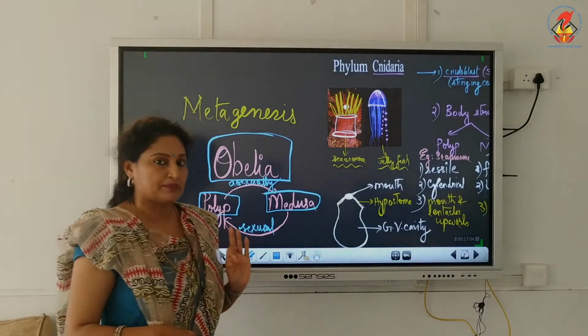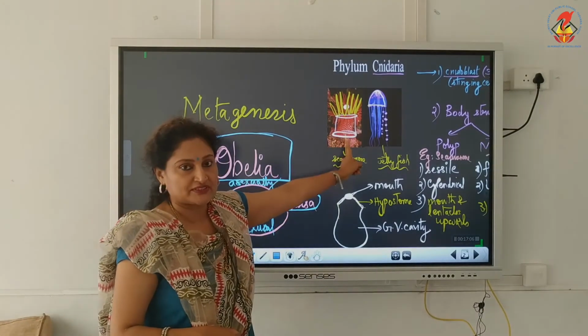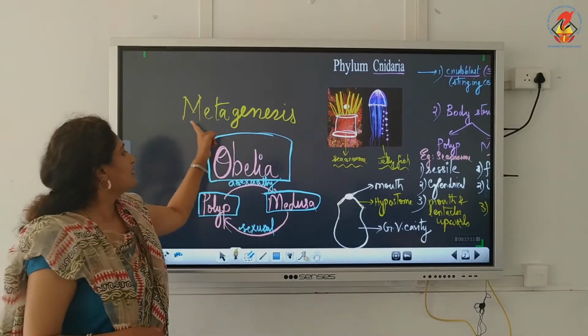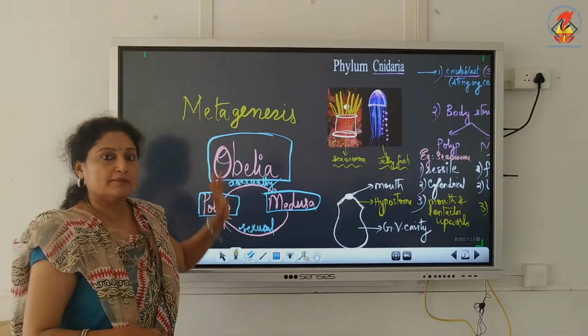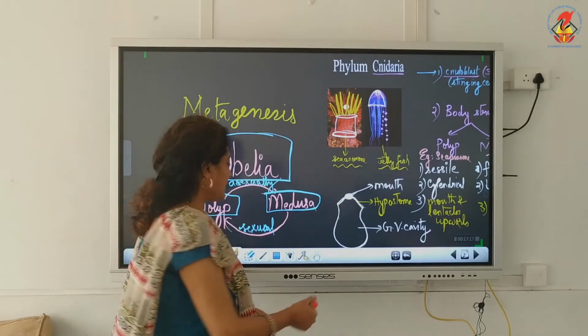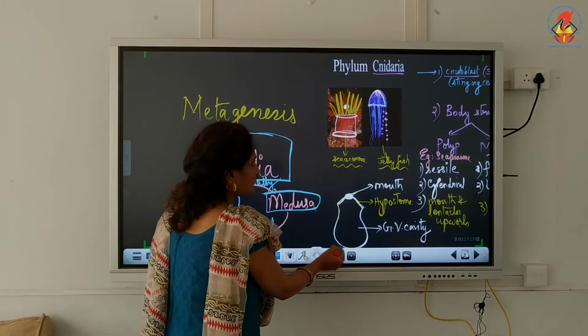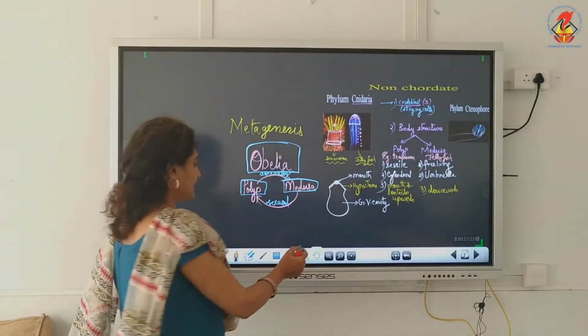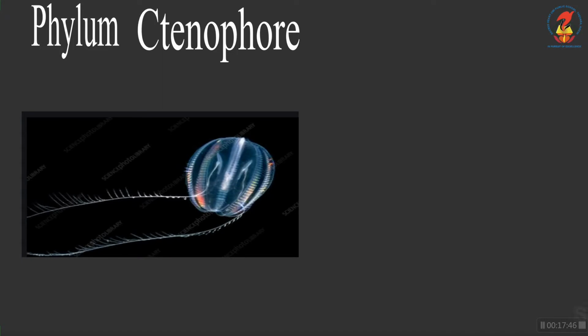Having three examples in mind: sea anemone representing polyp, jellyfish representing medusa, and Obelia representing metagenesis, where both the forms are alternating with one another. I hope you have understood Cnidaria, phylum Cnidaria. Clear? Next is phylum Ctenophora. So going by the sequence, 1, 2, 3.